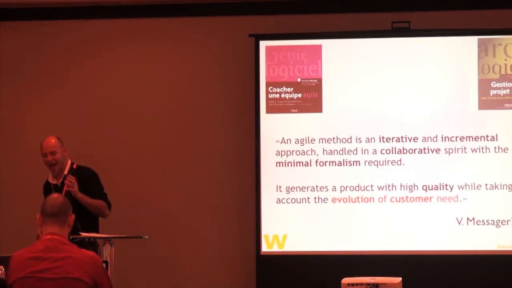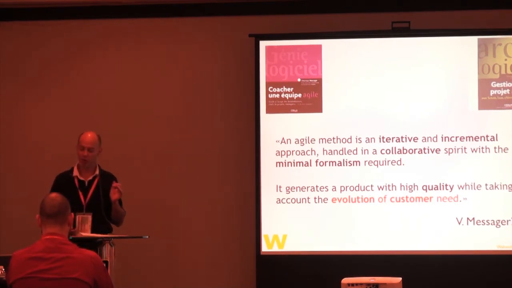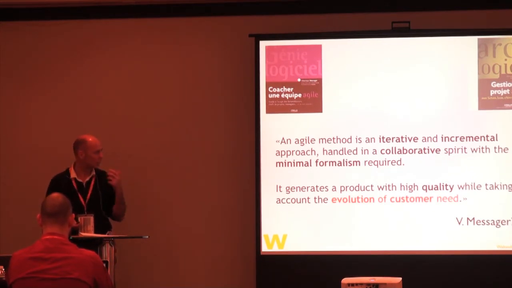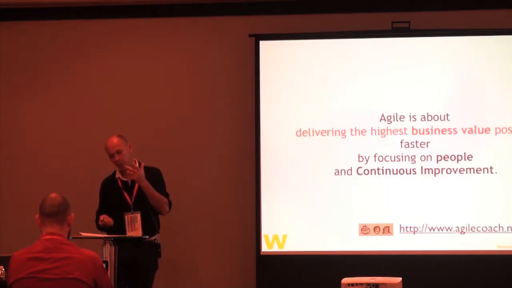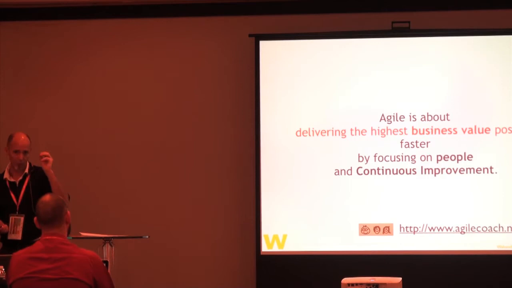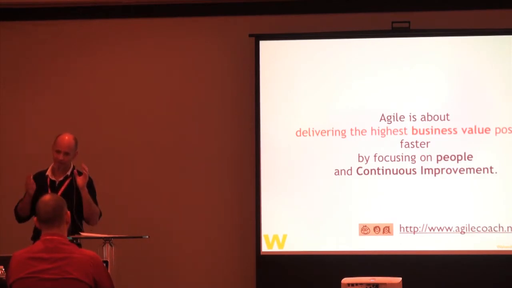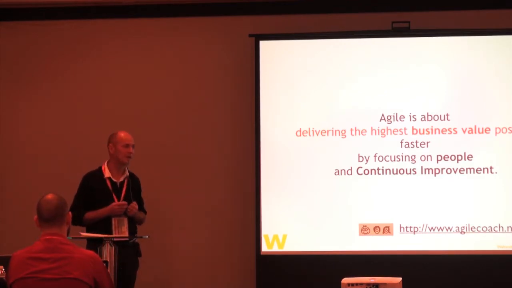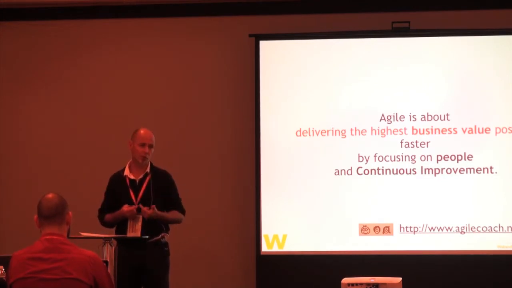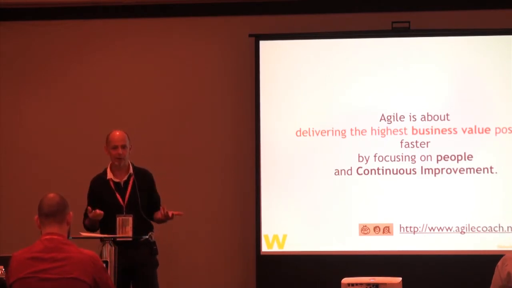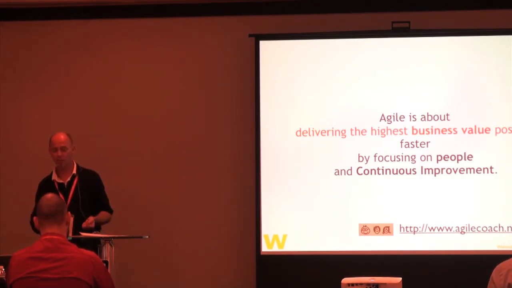The goal is to generate a product with high quality. We focus on quality and taking into account the evolution of customer needs, the change in the context. So this is a quite useful definition. Another one from a Belgian team. This one, Agile is about delivering the highest business value possible, focus on business value, faster, and by putting emphasis on people. People are the resource that you need to focus on, and continuous improvement. Continuous improvement means that you're always trying to improve your production process, thinking about how you work and trying to detect problems and find collectively with the team ways for addressing these problems.